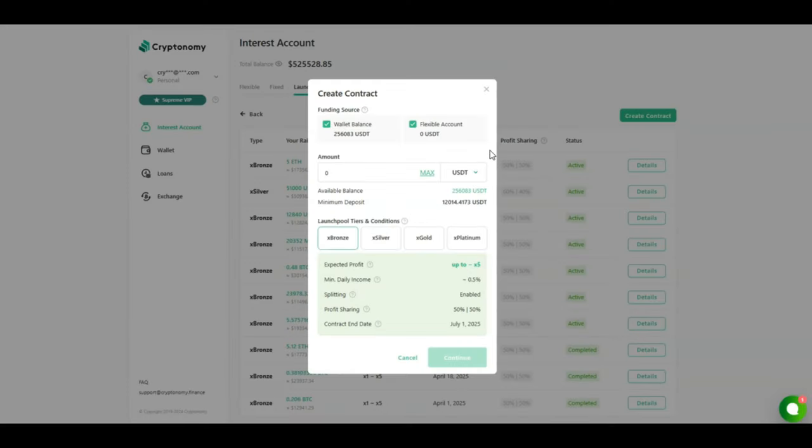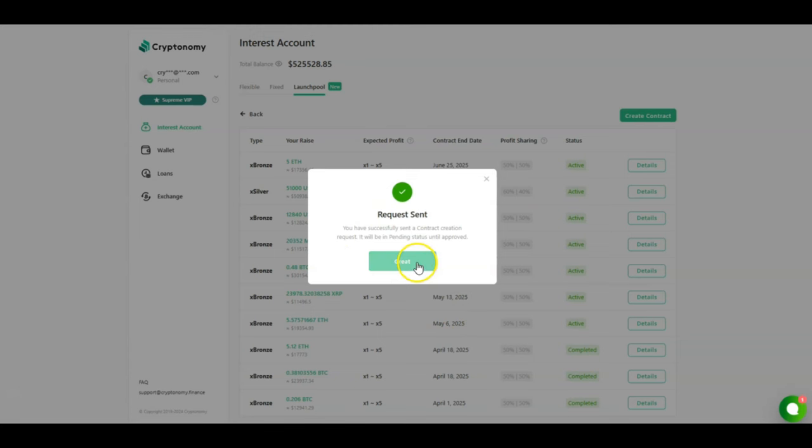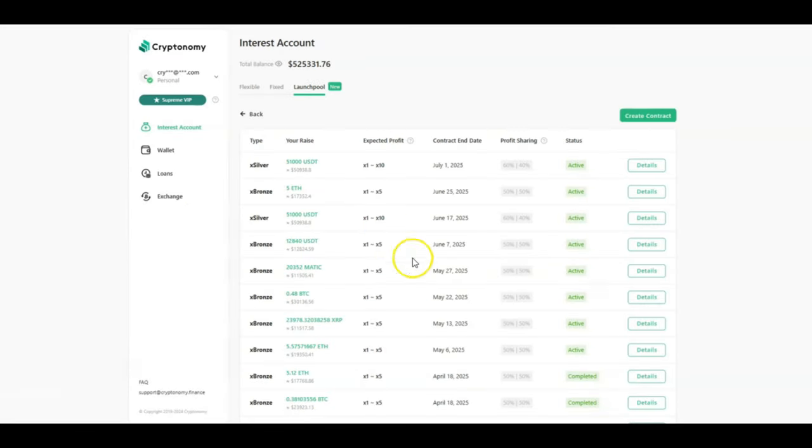So we're now going to be creating a new contract in the launch pool, because as you've seen there, the numbers are pretty explosive. So I'm going to be investing 51,000 USDT into the X silver tier because the profit sharing is 60-40, which is a better deal for me. I'm going to click on continue, select I agree with the terms and conditions, and click on create. The request has been sent and the contract is created straight away. As you can see, I now have 51,000 USDT locked away for 12 months on a launch pool contract.